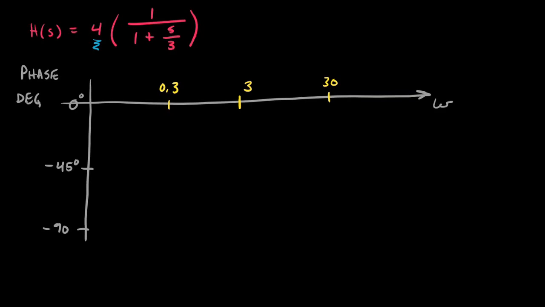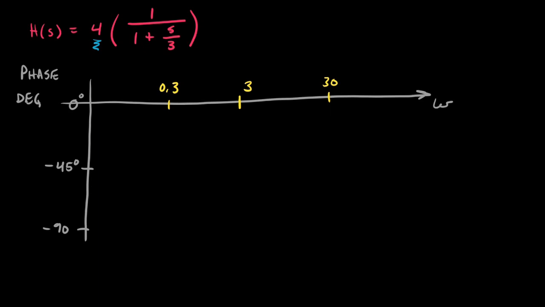So I could plot it on here, but we're going to be able to add the phases together in a similar way that we would add the magnitudes in dB. So I'm really not even going to bother to plot the phase for the constant gain. But I am going to plot the phase for the simple pole. So if you recall, the simple pole starts at 0 degrees phase.